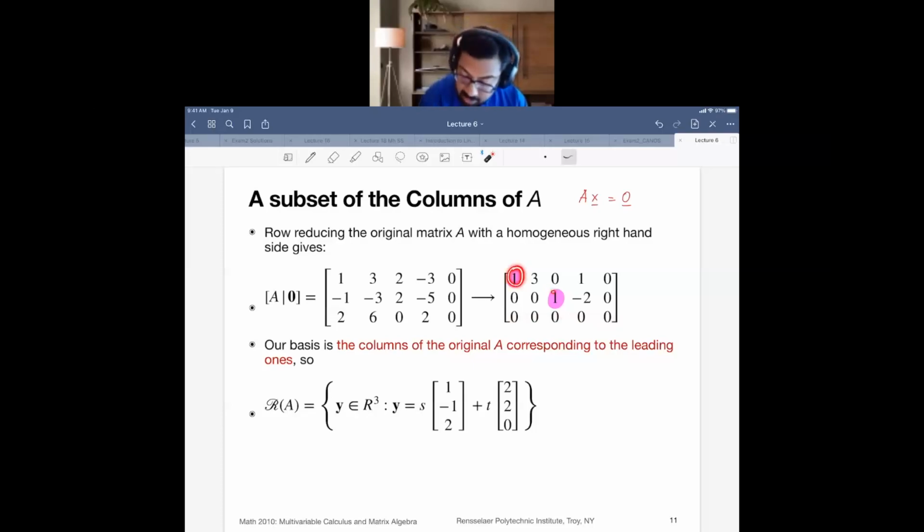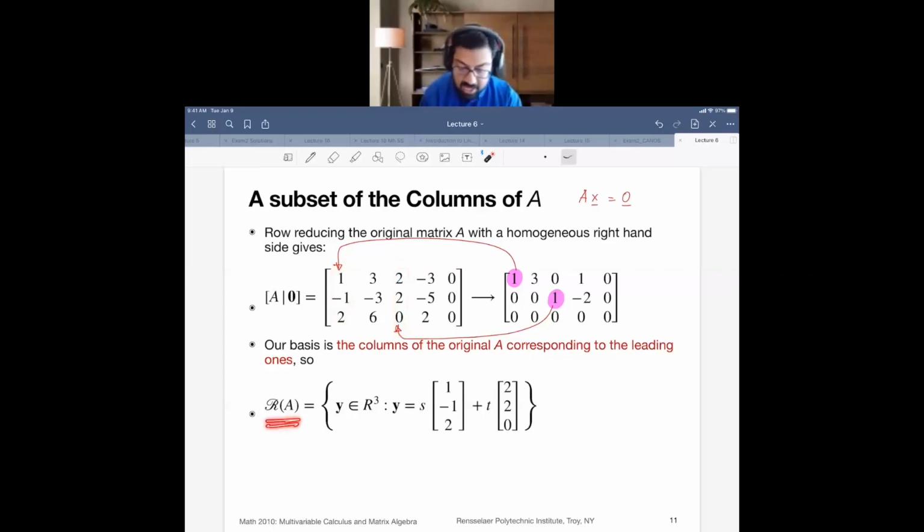So wherever your leading ones are, the columns that correspond to those particular leading ones are going to be your basis. So what does this correspond to? It corresponds to this guy. So let me just point that out. This corresponds to the first column, and then this corresponds to the third column, right? So these 2 columns, the first one and the third one, are going to form my basis.